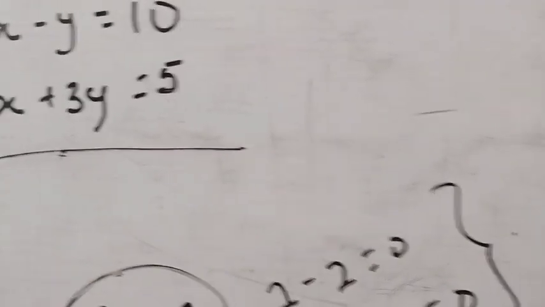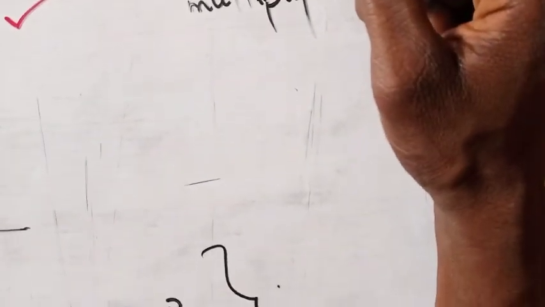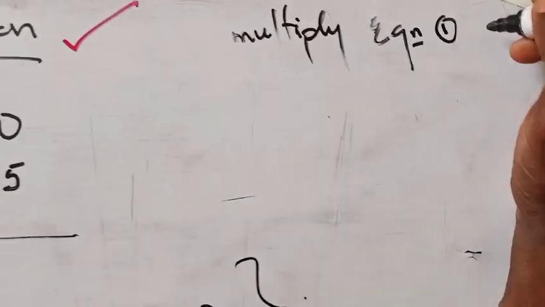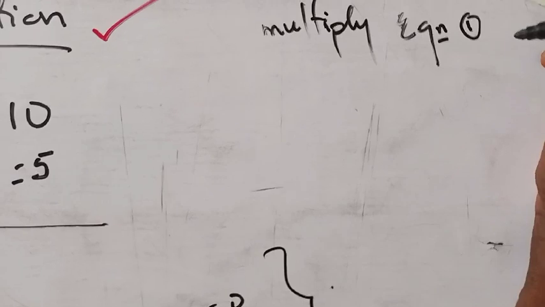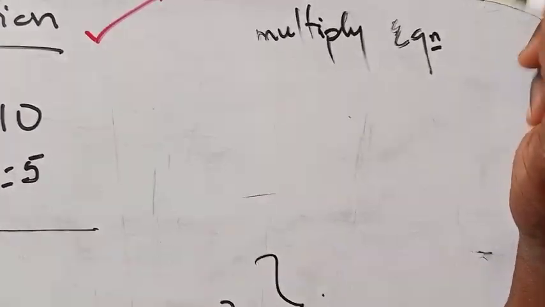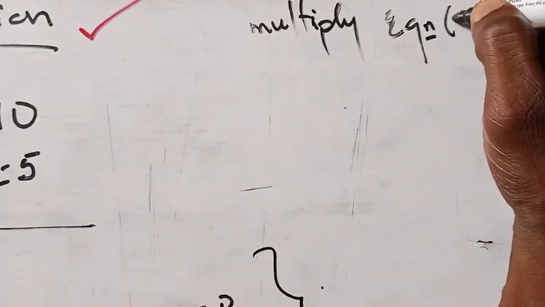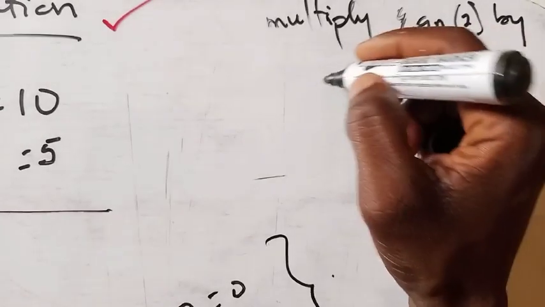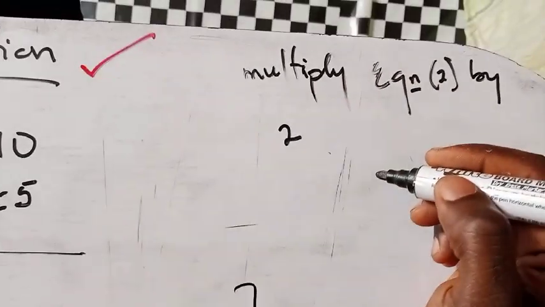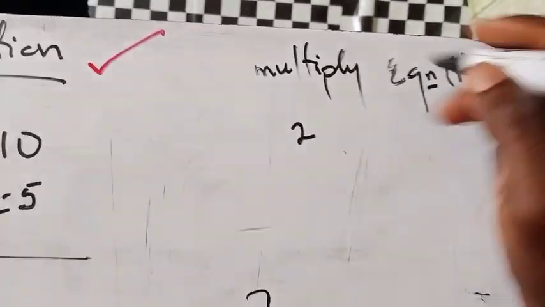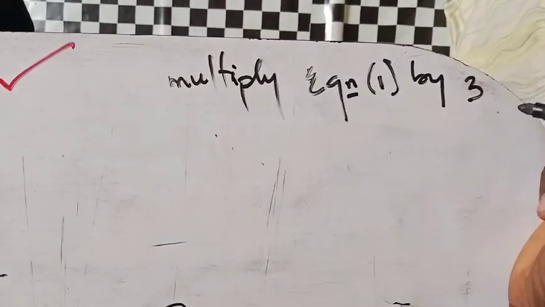So what will happen if you multiply equation 1? Let's say you want to multiply equation 1, or maybe I'll go for equation 2. Any one is accepted, right? So equation 2 by 2, or someone can go for equation 1 by 3. That's why I'm saying that you have to know the variable that you want to eliminate.